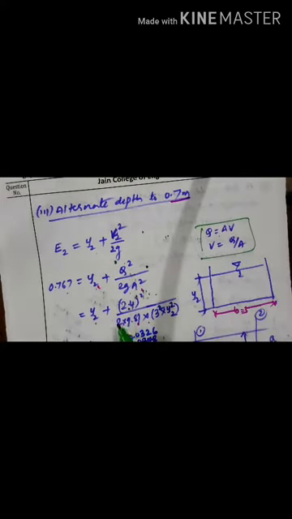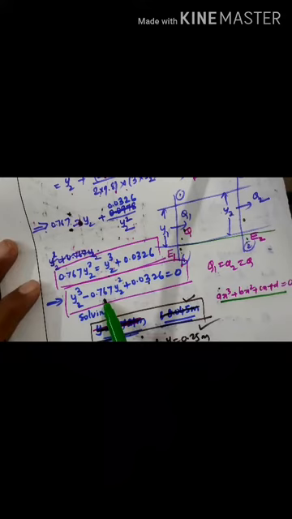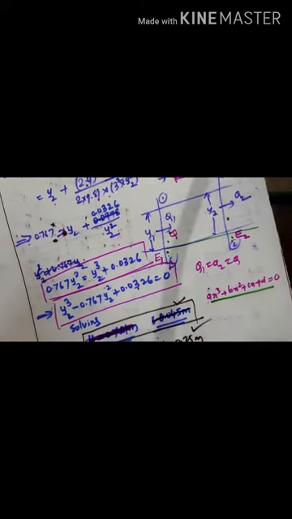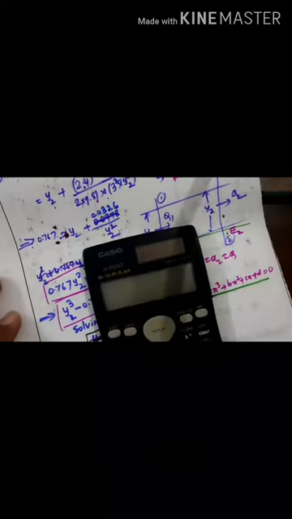When you substitute V equals Q by A and all the values, you will get the equation in this format: y2 cube minus 0.767 y2 square plus 0.0326 equals 0. Solve this equation. You can solve it in the calculator.